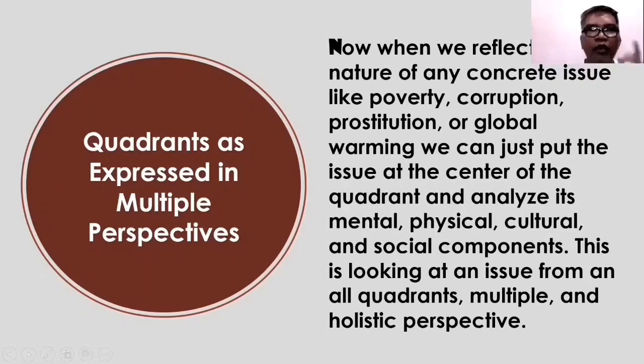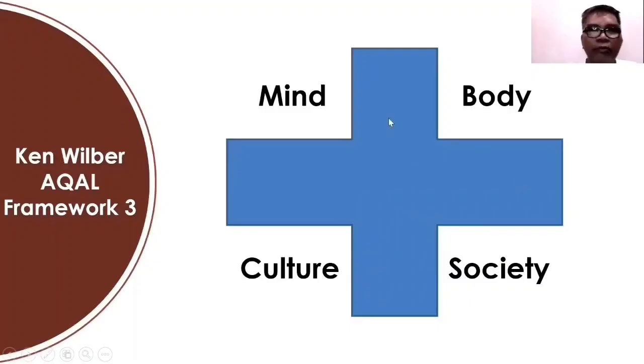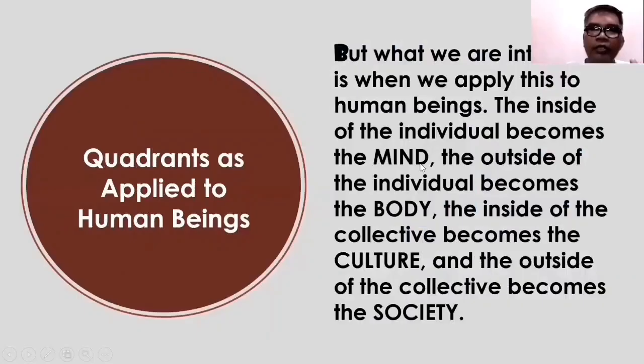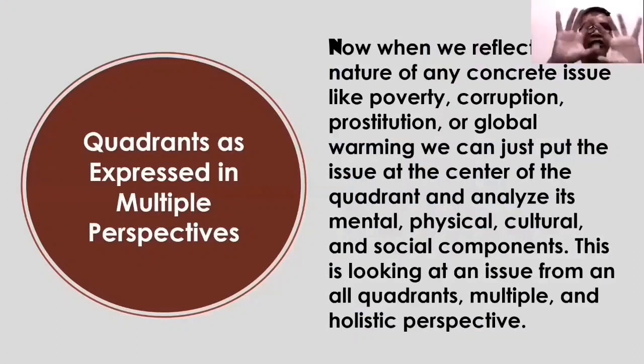Look, when we say mental, we are referring to our mind. When we say physical, we are referring to our body, physical body. Cultural refers to our culture, dreams, aspiration, values. And social, we are referring to our society. If you are going to reflect philosophically, you are going to consider these four aspects included in the quadrants: the mental, physical, cultural, and social components. So if you will consider all these aspects, what you are applying, this is looking at an issue from all quadrants. It is a multiple and holistic perspective.